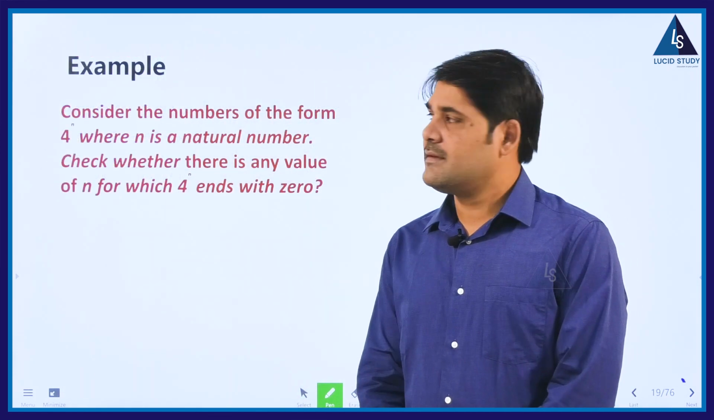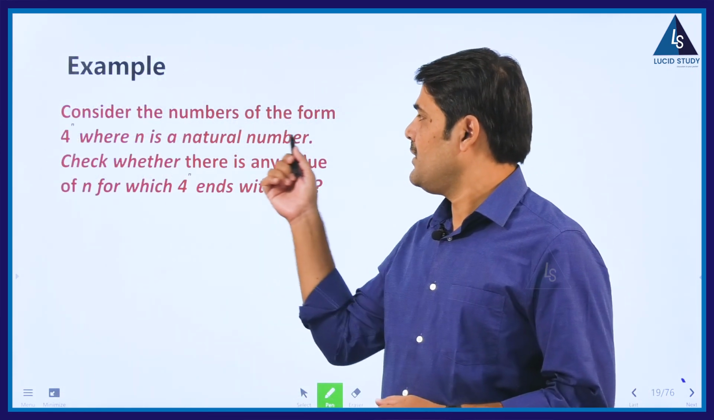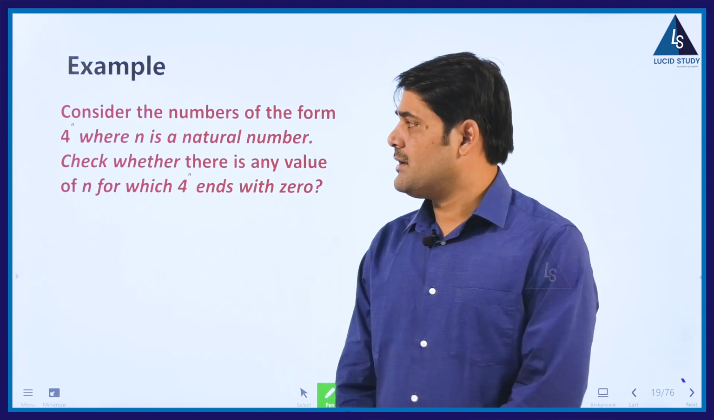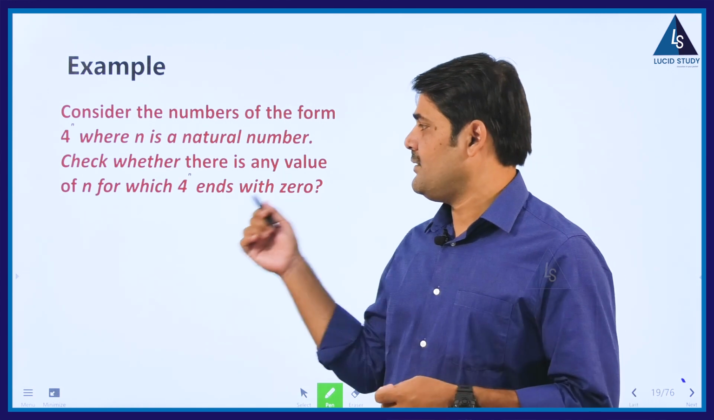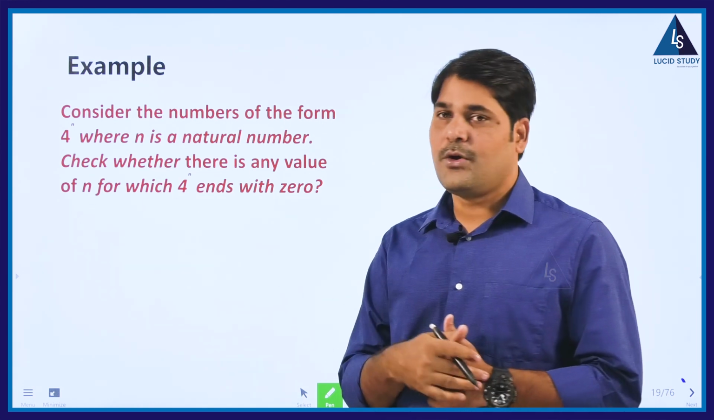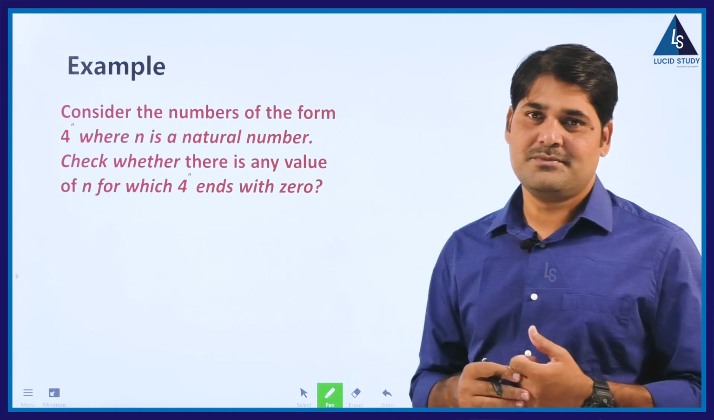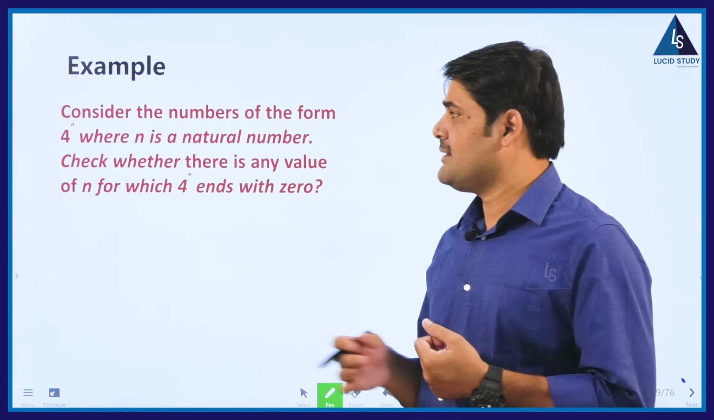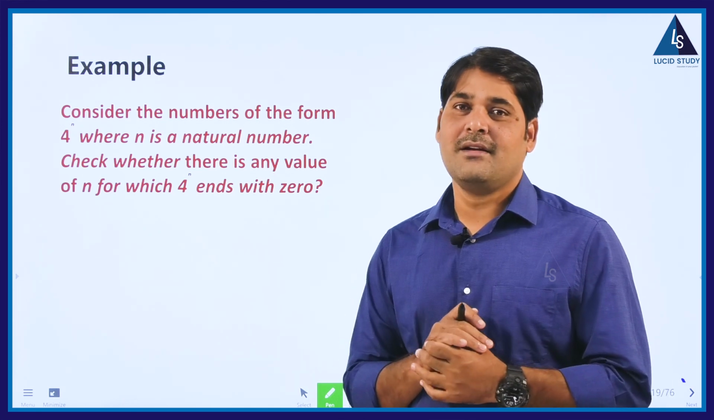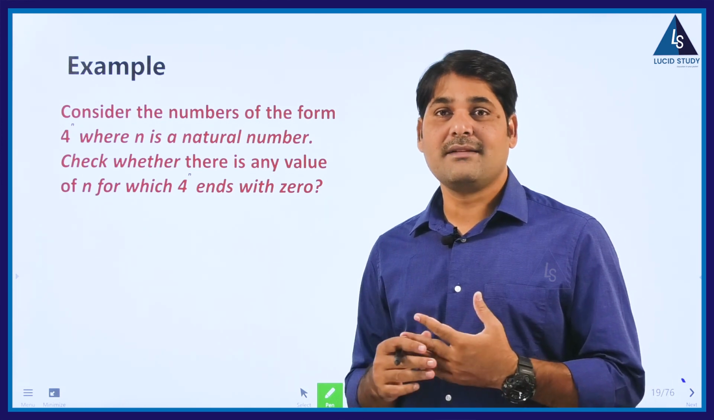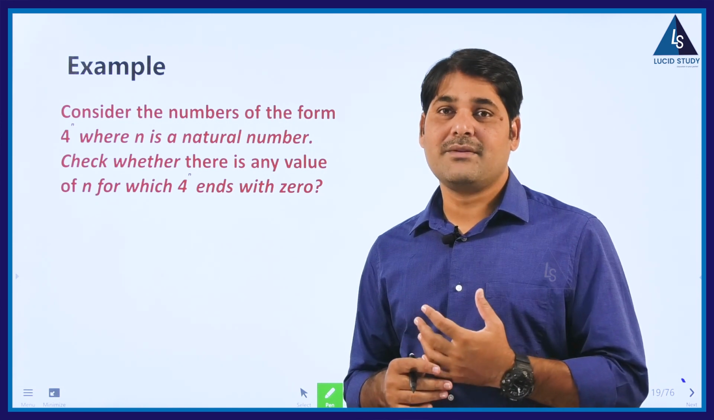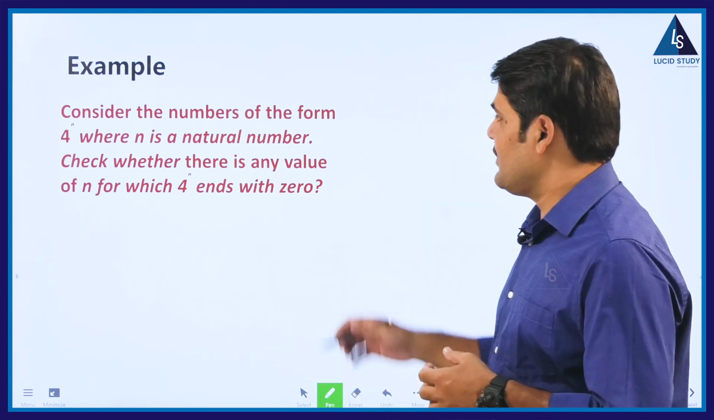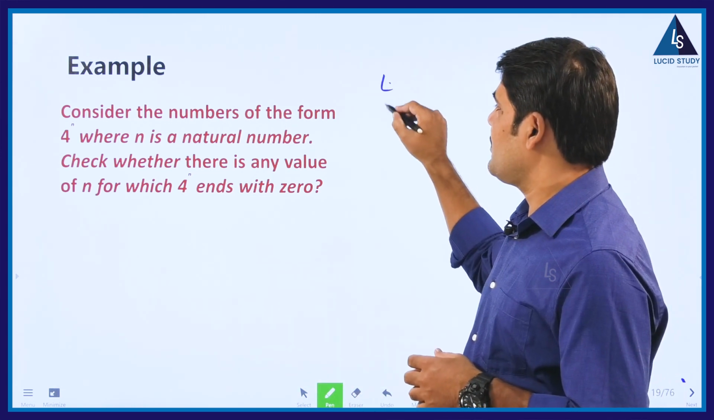I have taken one example here. Consider the numbers of the form 4 power n, where n is a natural number. Check whether there is any value of n for which 4 power n ends with 0. You can guess it. Here n is a natural number. Now we need to check whether 4 power n is ending with 0 or not, that is, whether the unit digit will be 0 or not. For that purpose, what is the given one? 4 to the power of n.